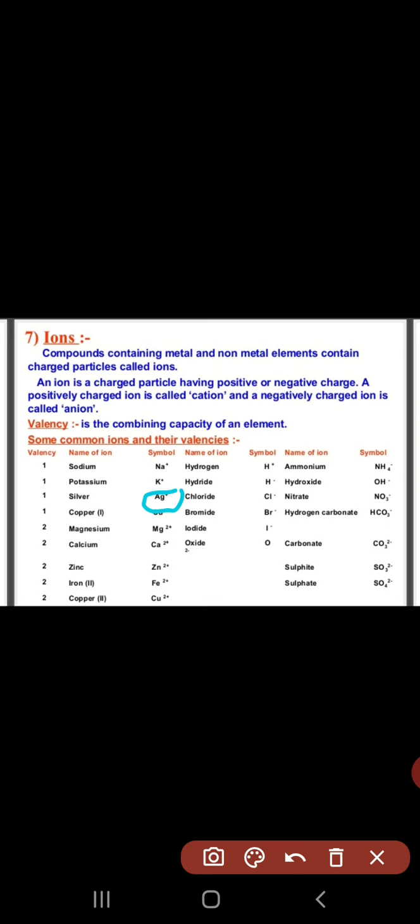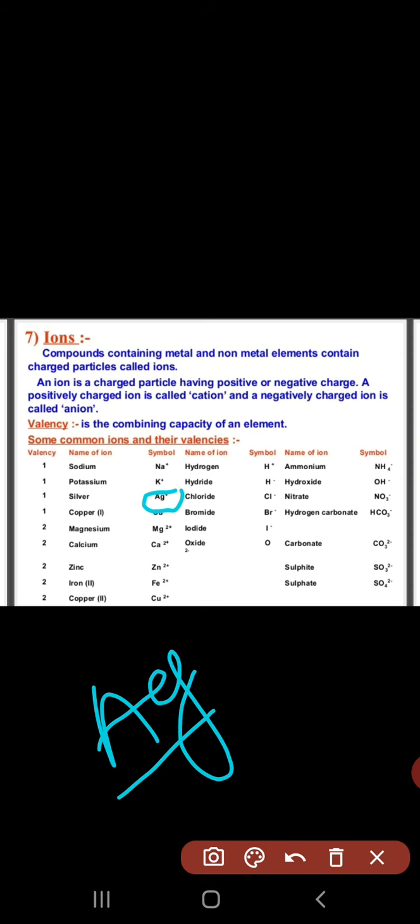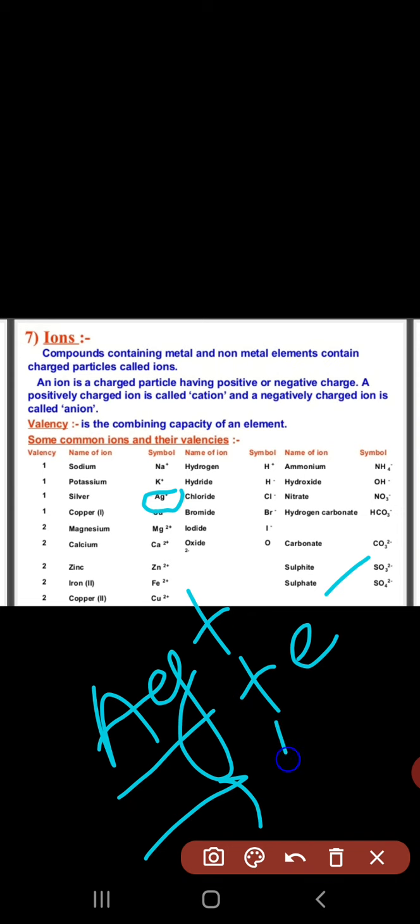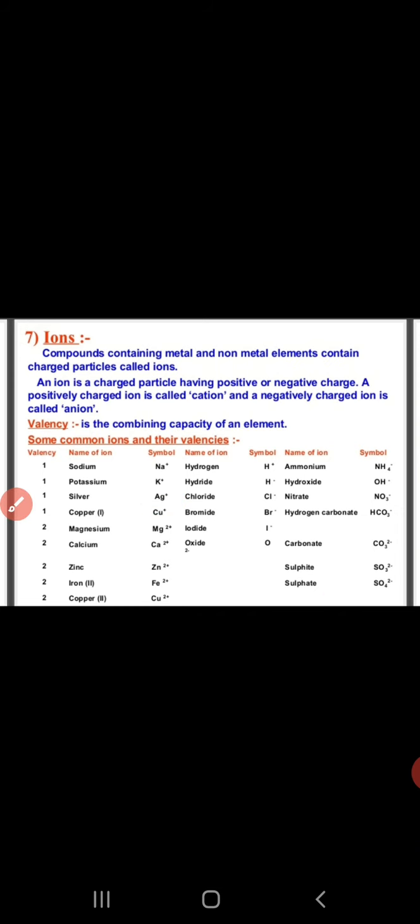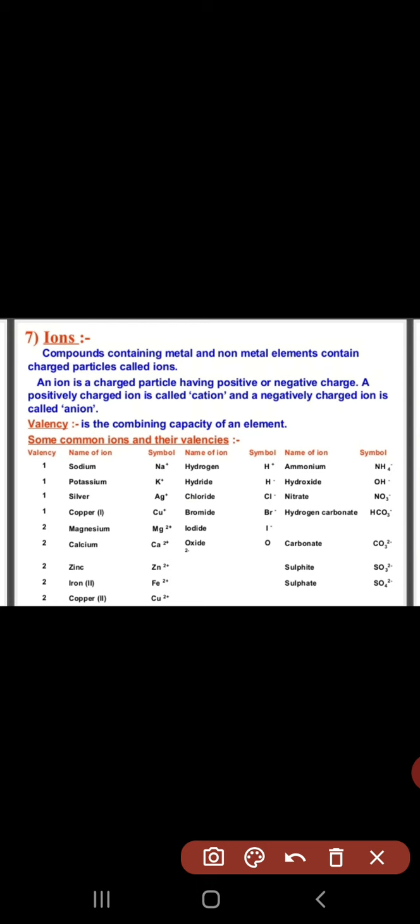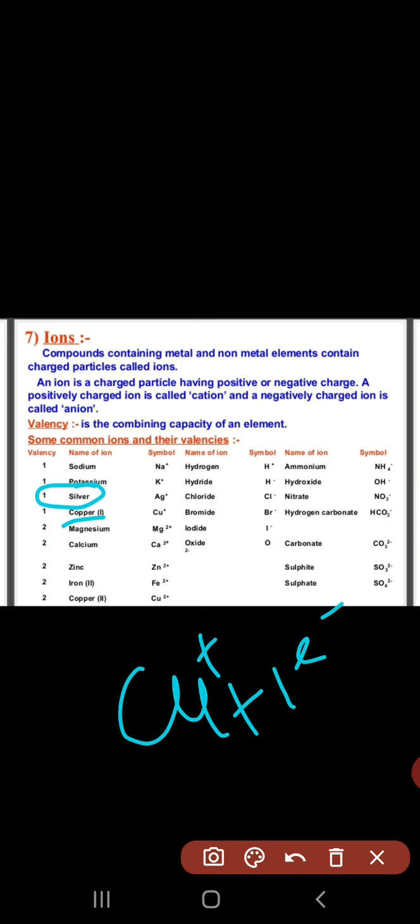First of all, the symbol for silver is Ag, and here is a plus sign, that is, accepting 1 electron, it should be stable, it should be Ag. That's why the valency for silver is 1. Now copper, the symbol for copper is Cu plus. Accepting 1 electron, it should be Cu only. Hence its valency is also 1.